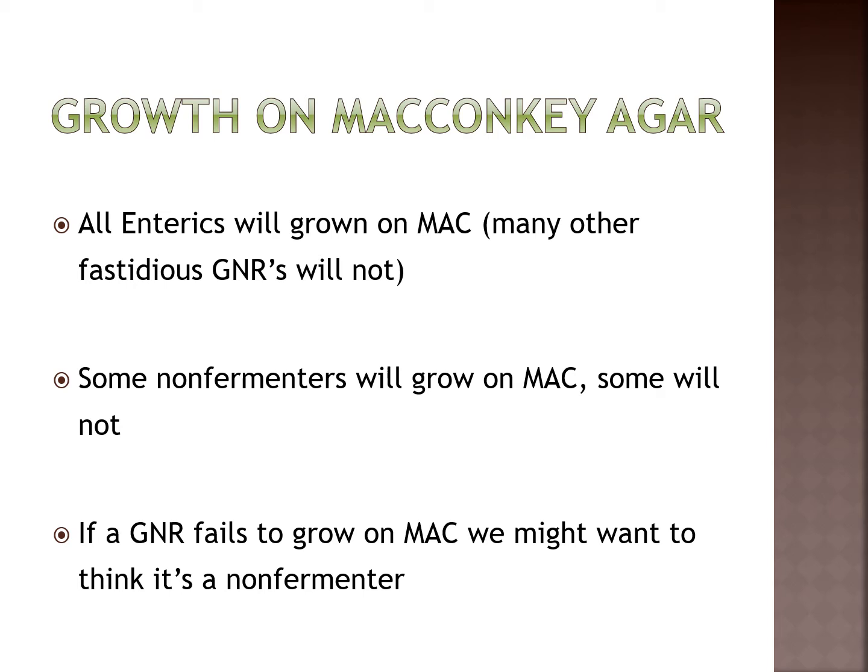Another way that we can get to the genus and species name of a non-fermenter is by determining if the organism grows on MAC. MAC is not only for enterics, but some of the non-fermenters will grow on MacConkey agar as well. All enterics grow on MacConkey, and many other gram-negative rods will not. So our Neisserias and Moraxellas will not grow on MacConkey. So MacConkey is basically selective and differential for enterics and some non-fermenters. If you have an organism that fails to grow on MAC, we might want to think it's a non-fermenter. But some non-fermenters do grow on MAC. These are not cut and dry like the enterics.